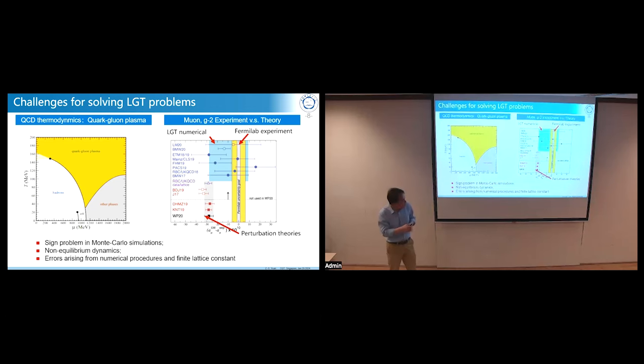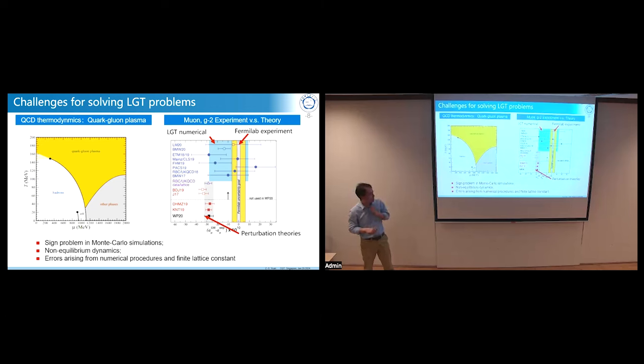Therefore, probably we can use quantum simulation to find some alternative ways to solve this equation. But anyway, this is a long-term vision. We're still pretty far from modeling the equations here. So these are all for numerical simulation on these problems.